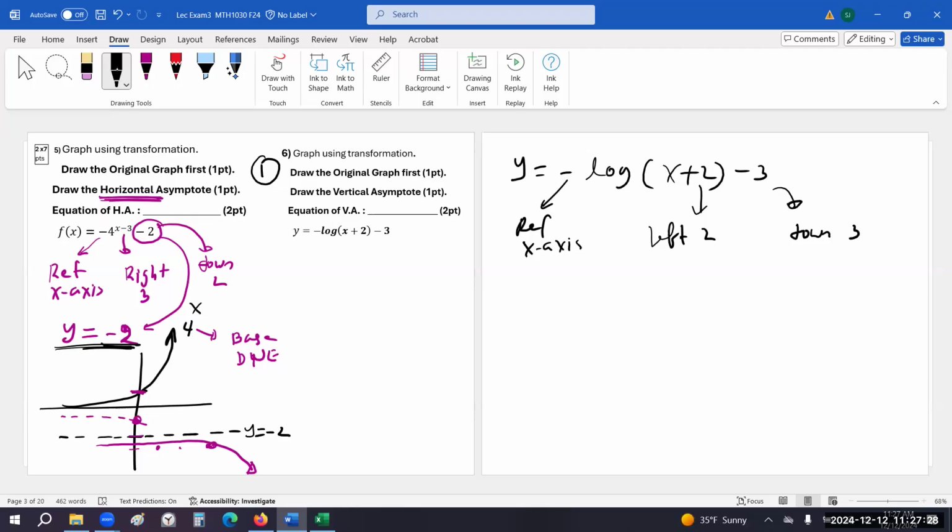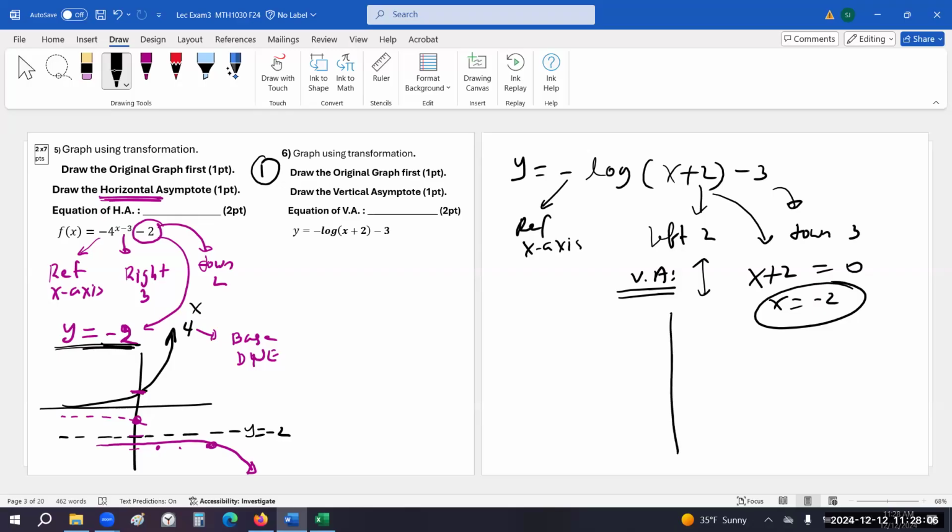Now log graph and exponential, they are inverses of one another. So if exponential has a horizontal asymptote, log has to have a vertical asymptote. A vertical asymptote is a vertical line, and every vertical line has the format x equals a number. We get it from here, it's -2. You may wonder why. You take your argument, x plus 2, and set it equal to 0. That's the vertical asymptote. For the horizontal asymptote, we don't have to solve anything because it's given directly. For the vertical asymptote, we have to solve it.